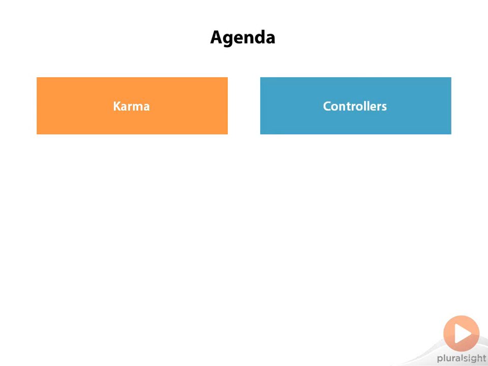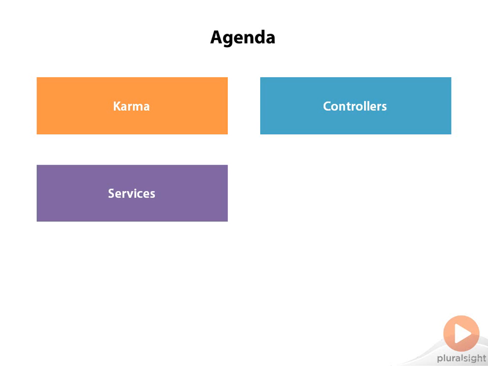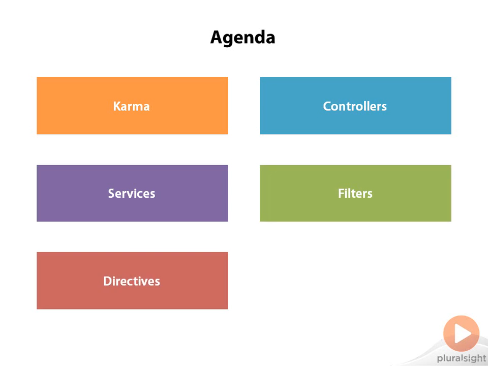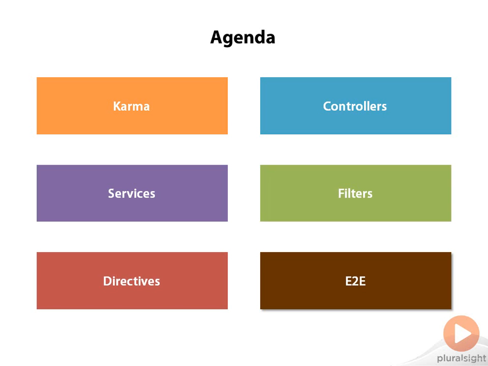After we talk about Karma, we're going to talk about how to unit test. We're going to start by looking at how to unit test controllers. Then we'll look at how to unit test services, then filters. Then finally, we'll wrap up our unit testing by looking at how to unit test directives. The last thing we're going to look at is how to do end-to-end testing with Angular.